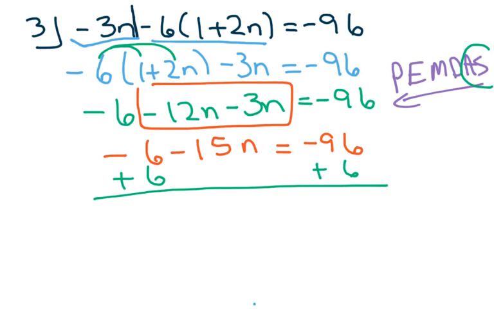So when we add 6 to both sides, we're going to get negative 15n equals negative 90. So n is going to equal, how many 15s go into 90? That's going to be 6. But basically, you're dividing both sides by negative 15. I skipped a step, sorry. Divide both sides by negative 15.